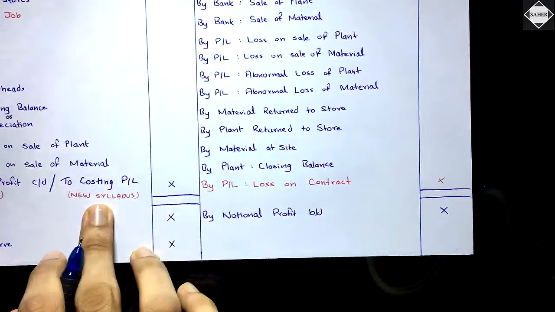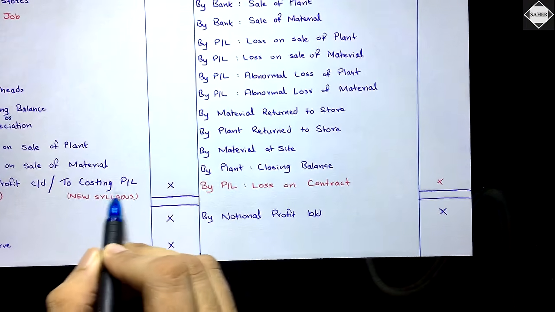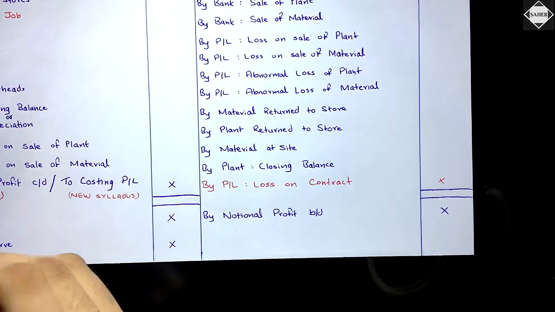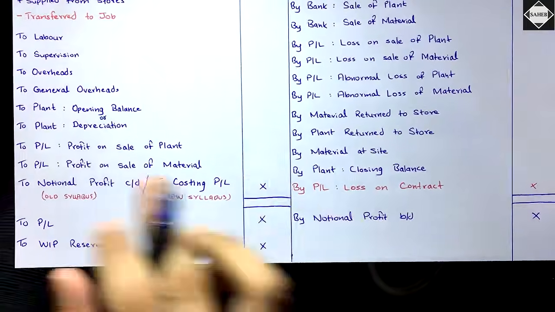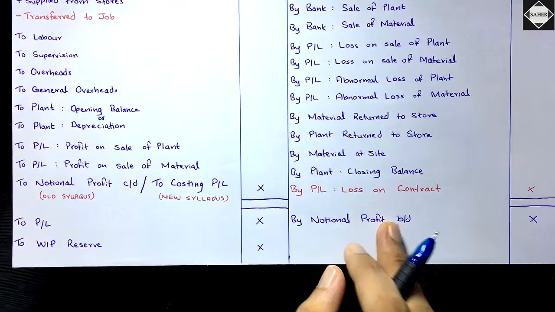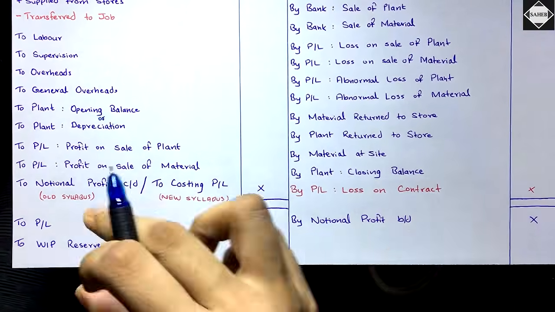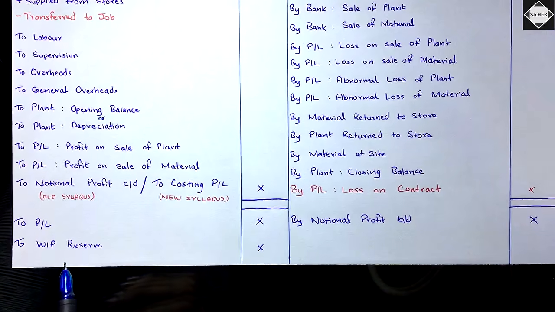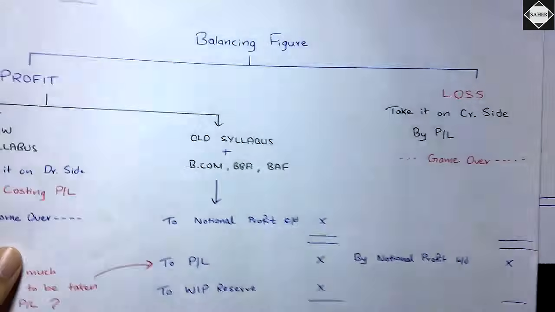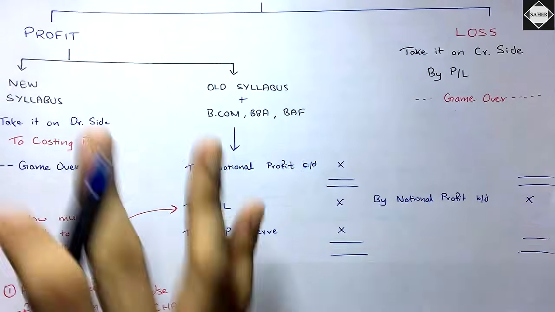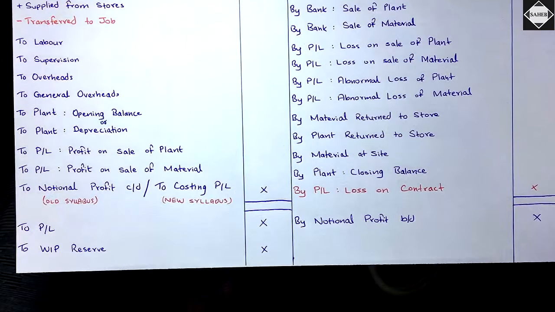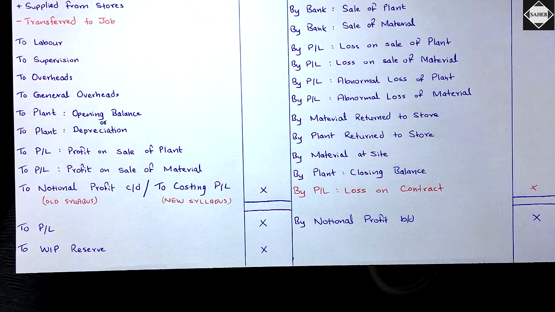For the new syllabus students, you can directly take it to costing profit and loss, but for the BCom, BBA and old syllabus students, you have to take it in notional profit carried down, brought down. You have to take it down over here and then split it into two: to costing profit and loss and to WIP reserve. Is that clear? Yes. It's very simple. From this chart you will understand the whole treatment.